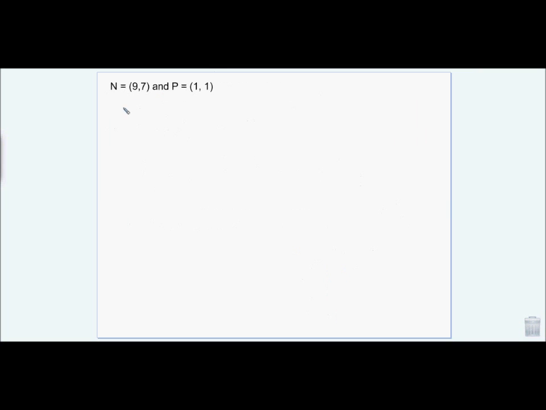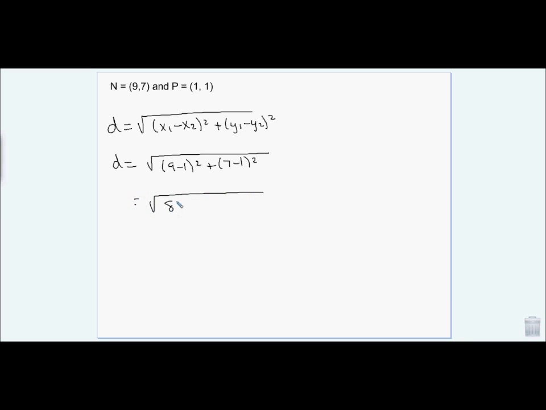Let's try another one. So I have x1 minus x2 squared plus y1 minus y2 squared. Again, it doesn't matter which point you choose to be x1, y1, and x2, y2, just so long as these are both 1s, these are both 2s, or vice versa. So I'll do 9 minus 1 squared plus 7 minus 1 squared. So that's 8 squared plus 6 squared. So I get the square root of 64 plus 36, which is the square root of 100. So the distance would be 10.